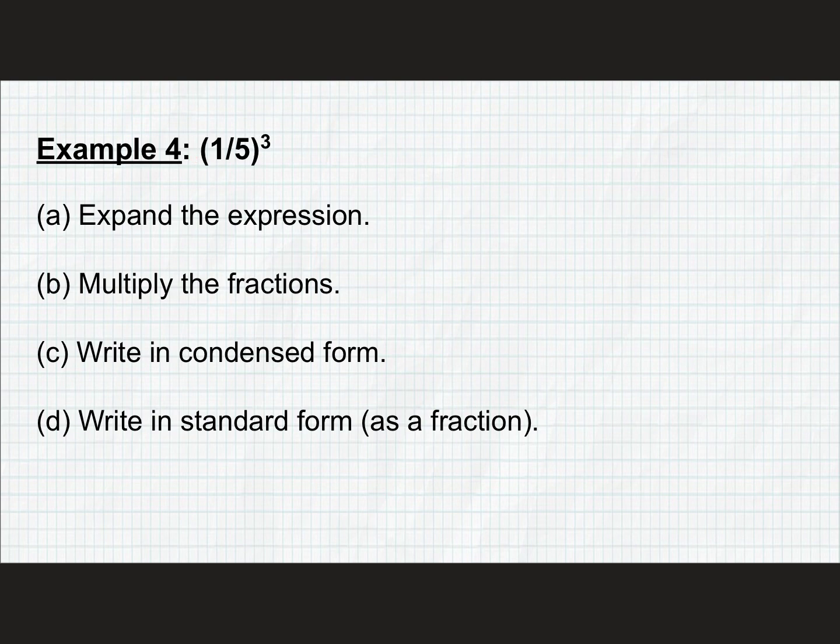1 over 5 to the 3rd power. First, let's expand the expression. 1 over 5 times 1 over 5 times 1 over 5. Now, we're going to need to multiply the fractions. So 1 times 1 times 1, or 1 to the 3rd power, is in the numerator. And 5 times 5 times 5, or 5 to the 3rd, is in the denominator. So, in condensed form, you have 1 to the 3rd over 5 to the 3rd.